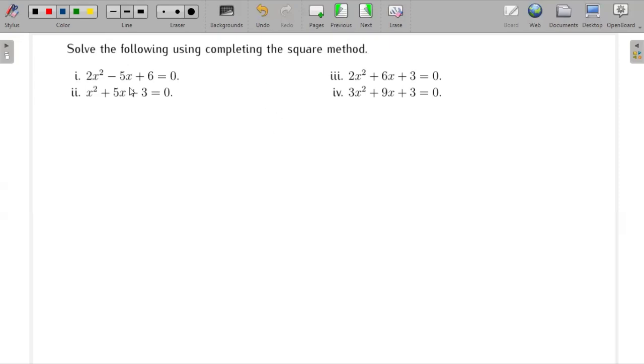Okay, so let's do another one. We go to this one now. So we have 2x squared plus 6x plus 3 is equal to 0.